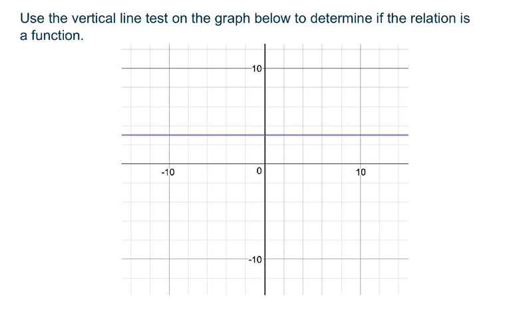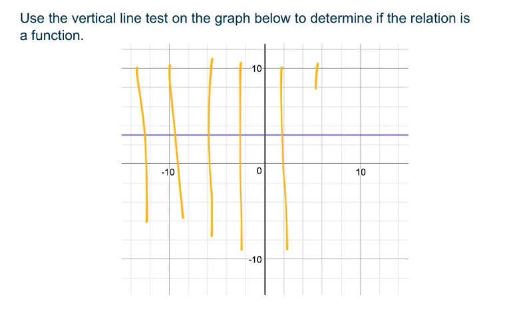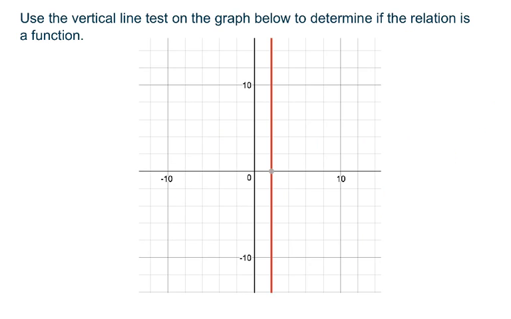Let's try yet another one. If I draw a vertical line, this is a horizontal line. Every single vertical line I draw through this function, through this relation, will only meet that vertical line at one point. That makes this a function as well.